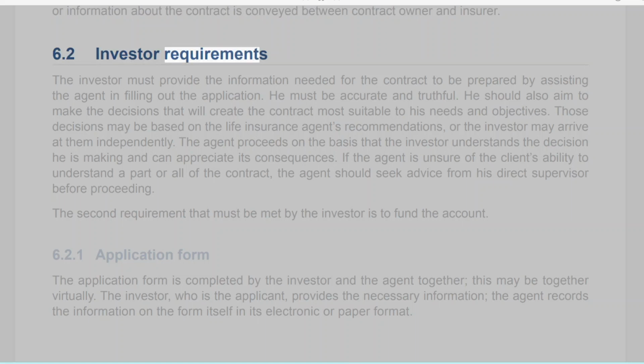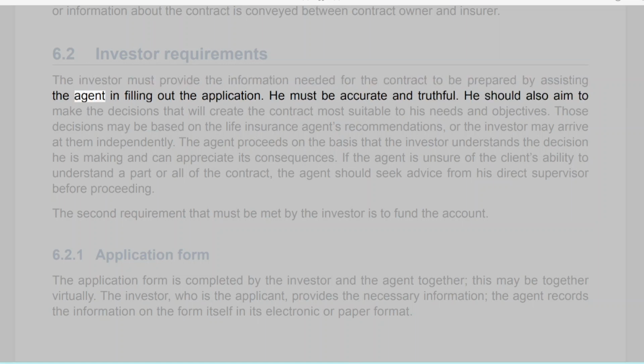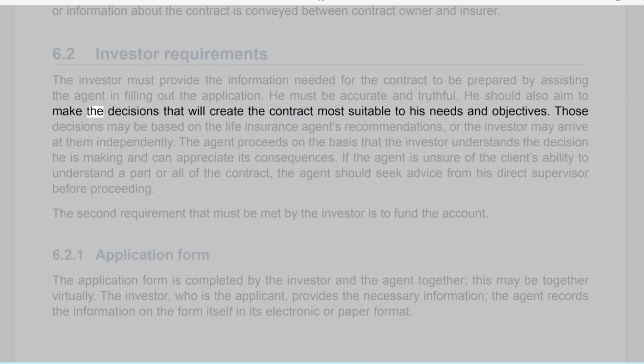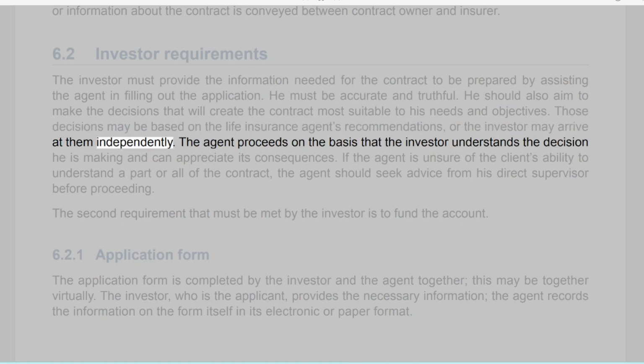6.2 Investor requirements. The investor must provide the information needed for the contract to be prepared by assisting the agent in filling out the application. He must be accurate and truthful. He should also aim to make the decisions that will create the contract most suitable to his needs and objectives. Those decisions may be based on the life insurance agent's recommendations, or the investor may arrive at them independently.